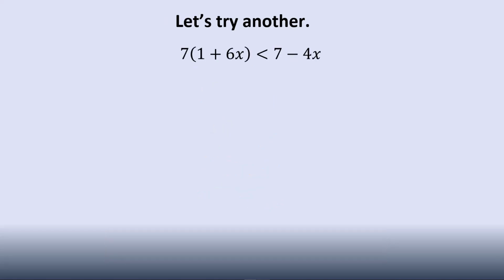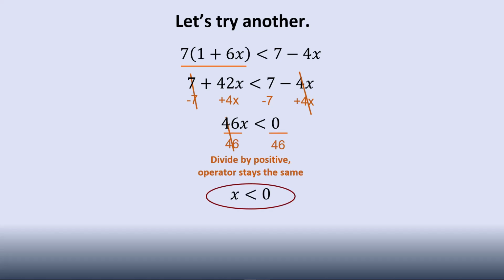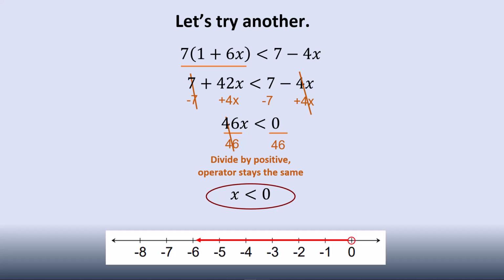Let's try another. 7 times the quantity 1 plus 6x is less than 7 minus 4x. First, we distribute the 7, getting 7 plus 42x less than 7 minus 4x. Then we combine two steps by first adding 4x to gather the variable terms on the left, and then minus 7 to gather the constant values on the right, and we end up with 46x less than 0. Divide by 46, and we get x is less than 0. The operator stays the same since we divided by a positive value. On the number line, open circle on 0, arrow going to the left.